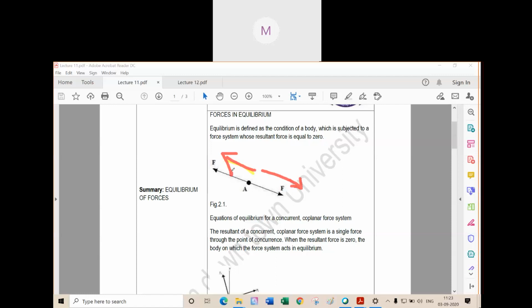So these are the two forces that are acting from this point. That means what? If this is said to be in equilibrium, then the resultant of these two forces is zero. Then only we say that this is in equilibrium. In this way we define forces in equilibrium.